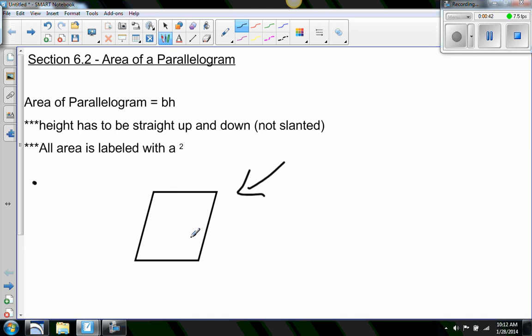So to do the area of a parallelogram, it's very simple. You just do base times height. One thing to remember though is that you have to use the height that is straight up and down. You cannot use these slanted sides. That's not the height.